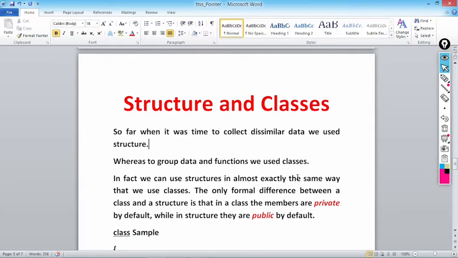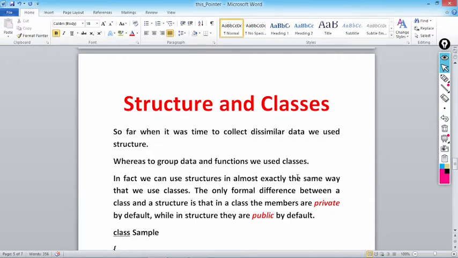In our series of C++ classes, today we are going to discuss the difference between structure and classes of C++. Now what is structure? Structure is a collection of dissimilar data types. It is the opposite of an array. What is an array? Array is a collection of similar data types, whereas structure is a collection of dissimilar data types. So far, when it was time to collect dissimilar data types, we used structures, whereas to group data and functions we used classes.